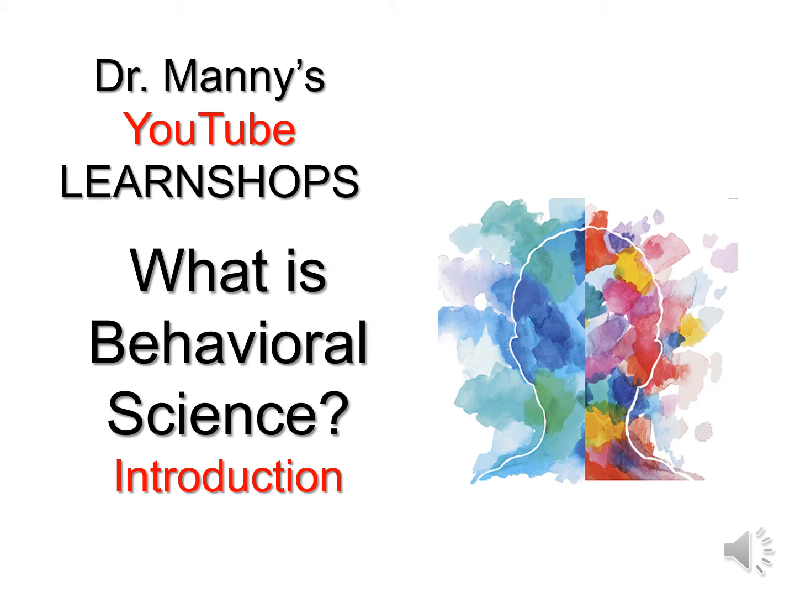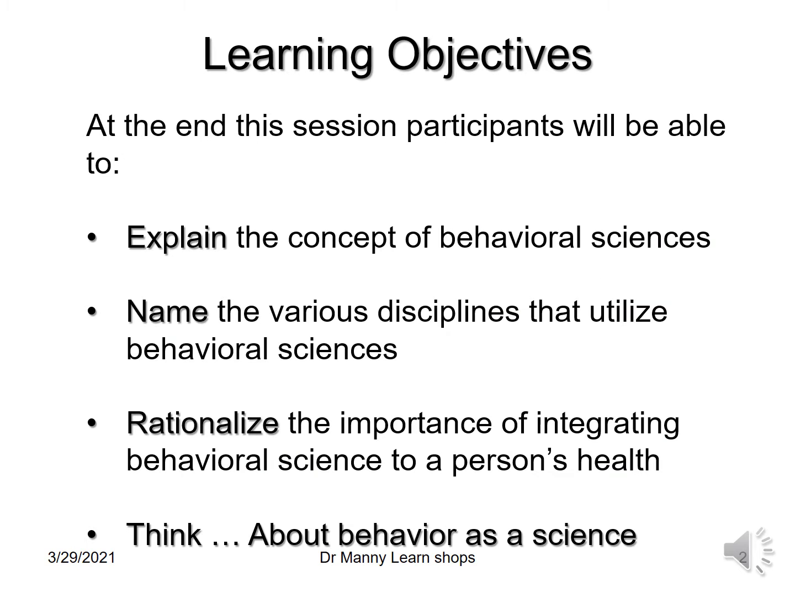This is an introduction to what is behavioural science. The learning objectives for this session are that you'll be able to explain the concept of behavioural sciences, name the various disciplines that utilise behavioural sciences, rationalise the importance of integrating behavioural sciences to a person's health, and I want you to think about it. I really do. I want you to think about behaviour as a science.